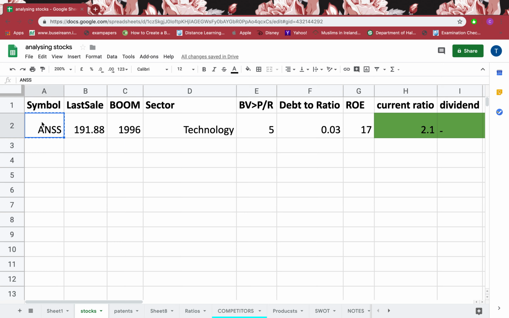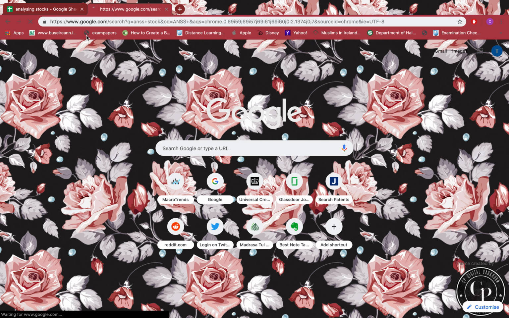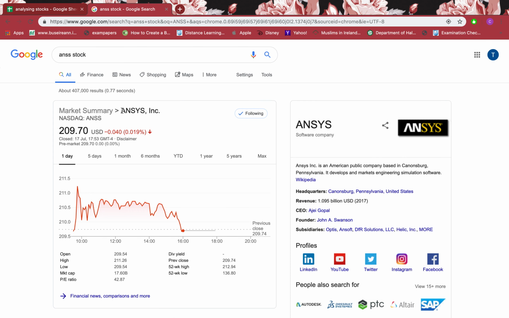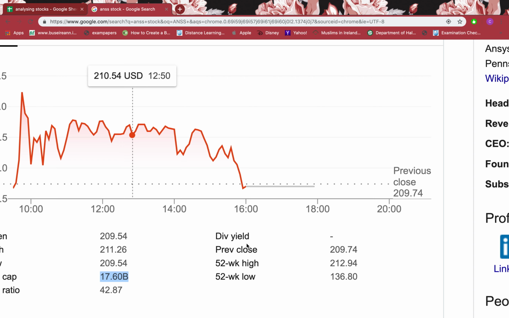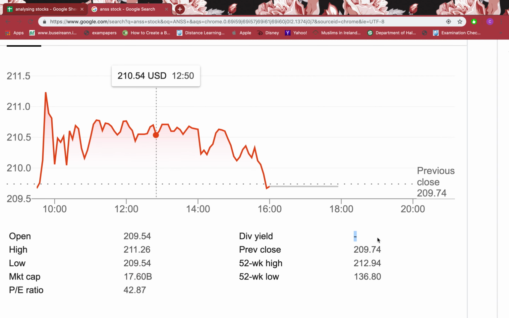Okay, in this tutorial, I'll be teaching you about the ANSS symbol. I'll just copy that and paste it in Google and click stock beside it. And that's the name. If I want to buy it right now, I buy it for 209.7 US dollars. The market cap is in billions, which is a big size firm. And dividend yield is none.